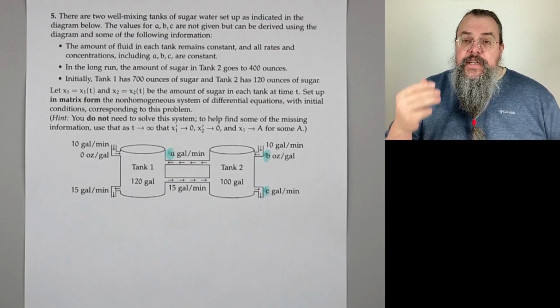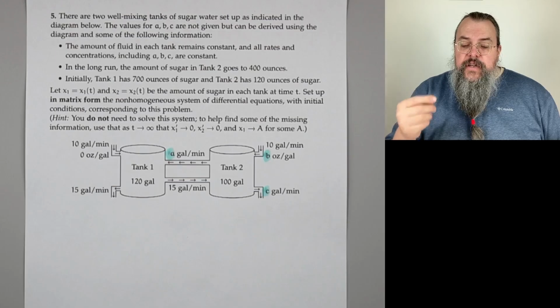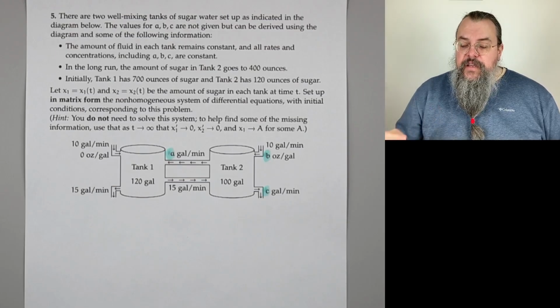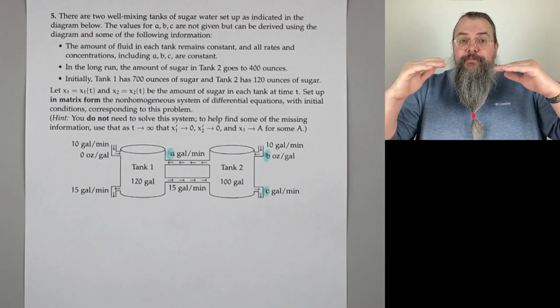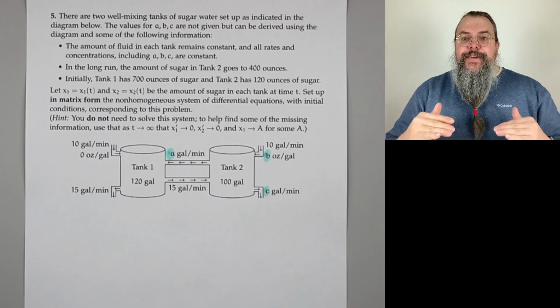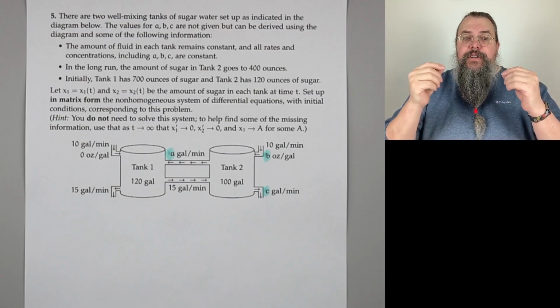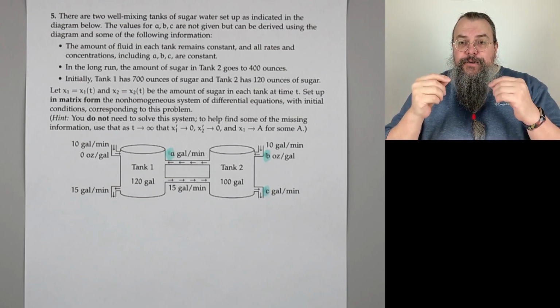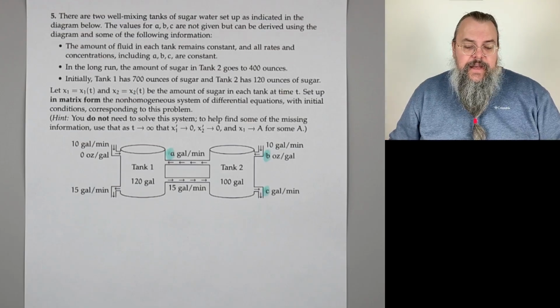The amount of fluid in each tank remains constant, and all rates and concentrations, including A, B, C, are constant. Now that says nothing's going up, nothing's going down. Everything remains the same. So that says inflow has to equal outflow. Just that is enough for us to figure things out here.